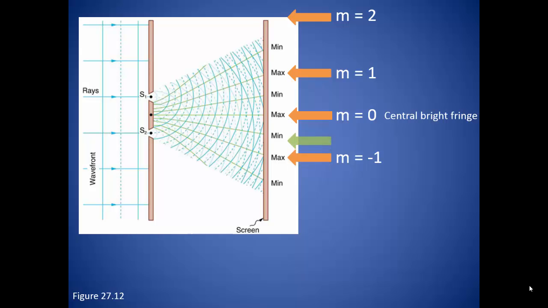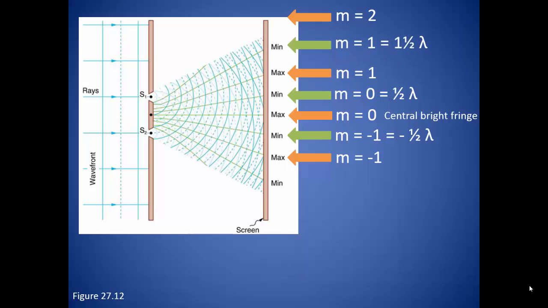In between the bright fringes are the dark fringes. Remember that destructive interference occurs at half wavelength intervals, so this particular spot is m equals -1, which gives us a -1/2 wavelength. The next dark fringe falls at m equals 0, which gives us a positive half wavelength interval. And again, we could keep going to find a half interval dark fringe between each bright fringe.